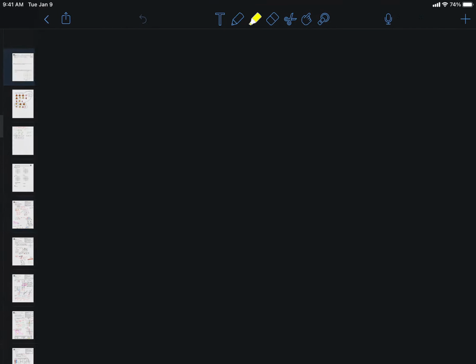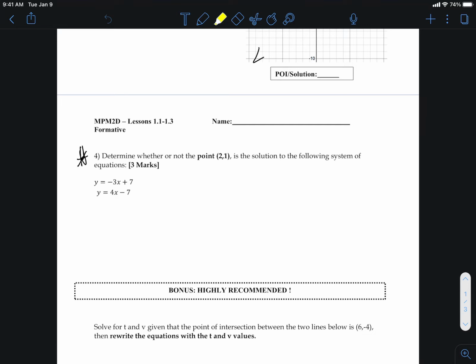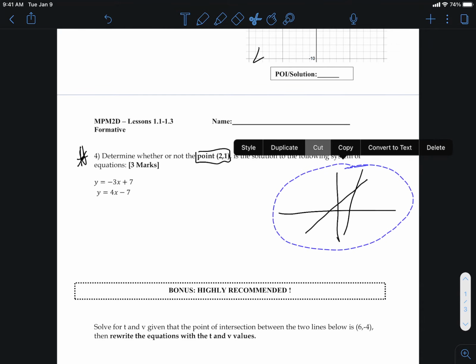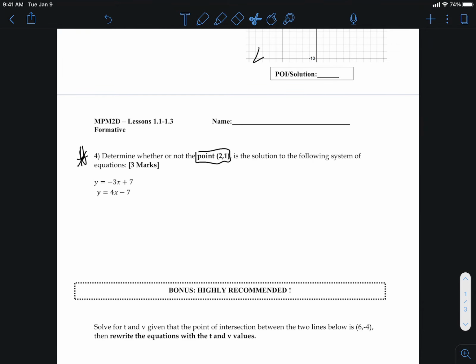So what I want you guys to do is check and tell me if this point is a solution. Okay? There's lots of graphing going on. What we want to see is I want to see you check left side equals right side. And by that, this is partially my fault. This is why we do formatives, right?